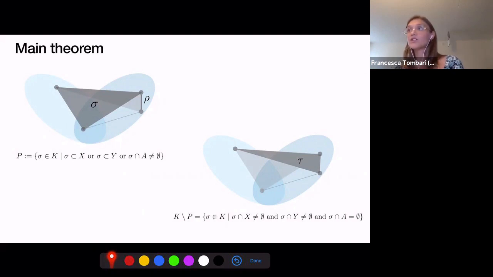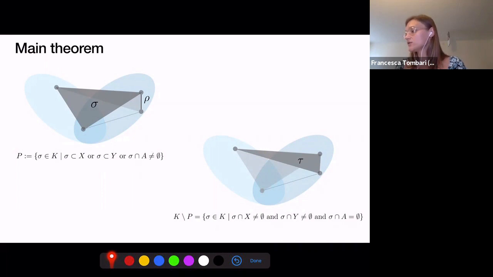Equally important, actually even more in this talk, because we're going to refer to it more directly, is the complement of P inside K, so K minus P. That is the collection of simplices in K that have vertices both in X and in Y and do not intersect A, the intersection of capital X and capital Y, like this tau in the second picture.